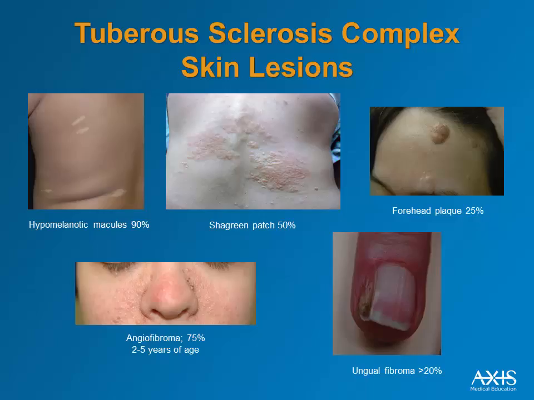Many individuals, as you see, about 25% exhibit forehead plaques, which are collagenous plaques that are commonly seen in the forehead, actually can be seen elsewhere on the body as well.